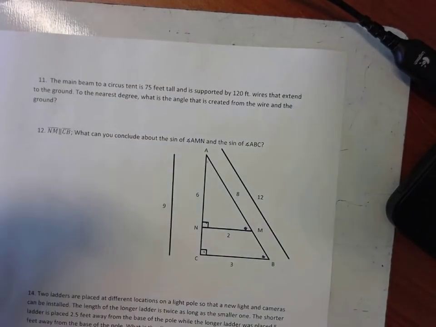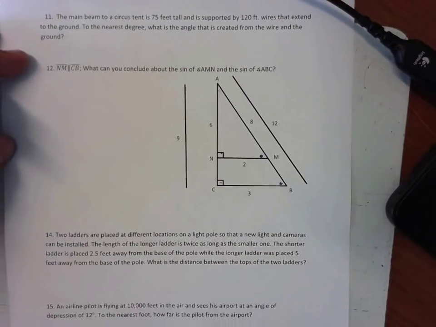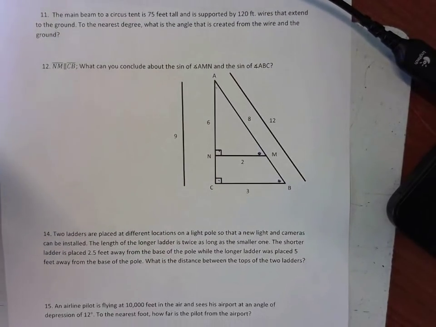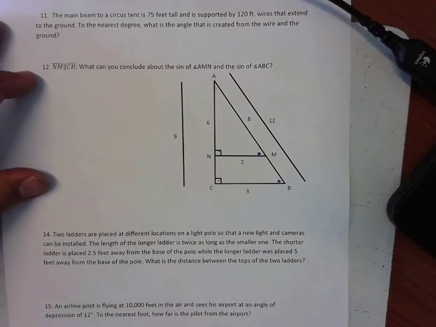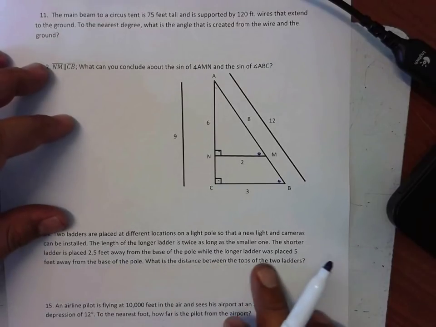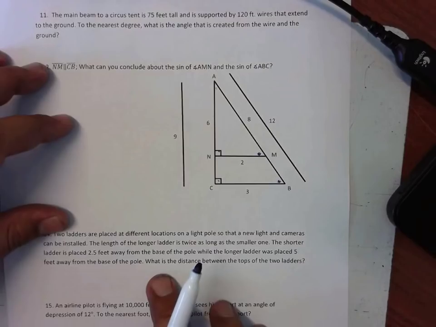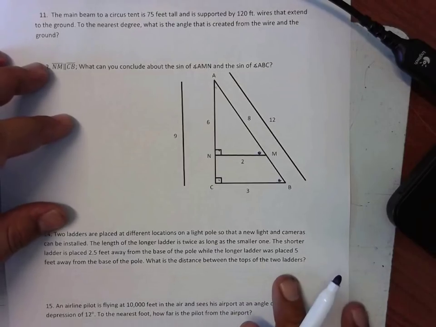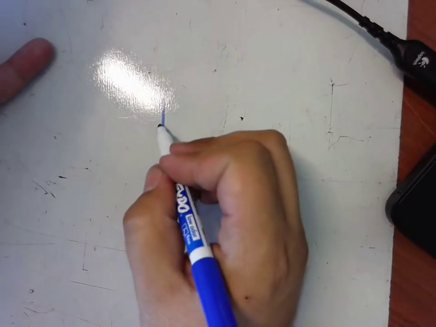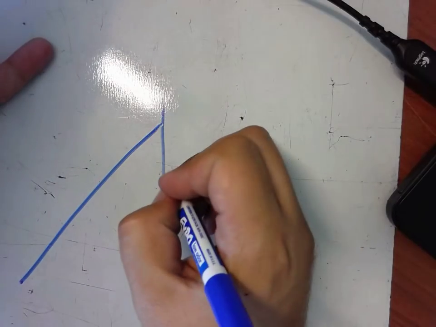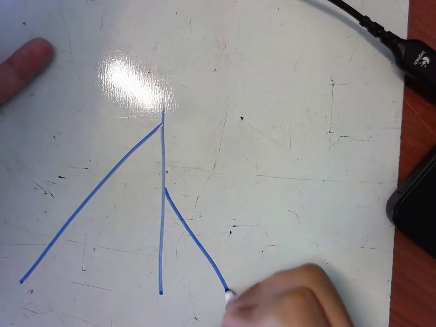Alright, next one. Two ladders are placed at different locations on a light pole so that new light and cameras can be installed. The length of the longer ladder is twice the length of the smaller one. The shorter ladder is placed 2.5 feet away from the base of the pole, while the longer ladder is placed 5 feet away from the base of the pole. What is the distance between the two tops of the ladders? So here's a light pole. I'm assuming that's the longer ladder. We'll call that one the shorter ladder.